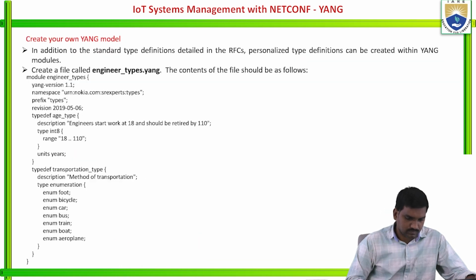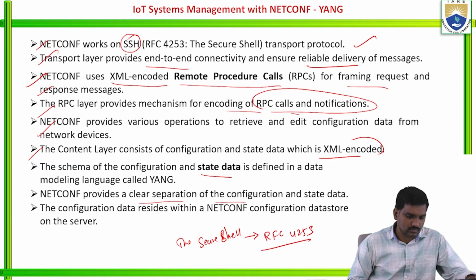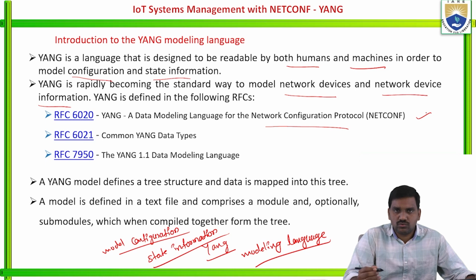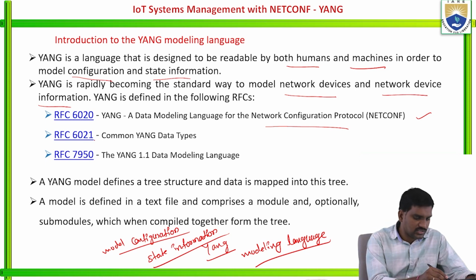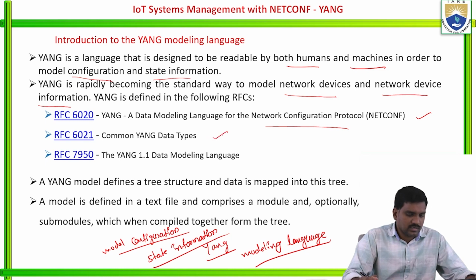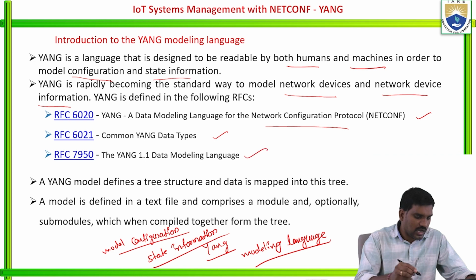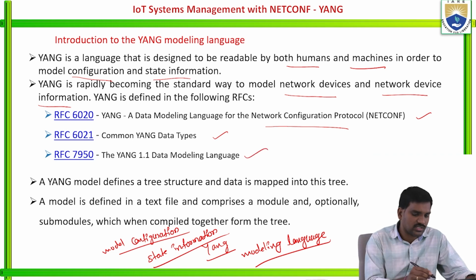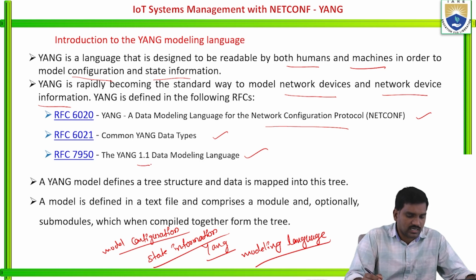RFC. So RFC 6020: YANG, a modeling language for the network configuration protocol. This is defined by RFC 6020. Next, RFC 6021, common YANG data types, is defined by RFC 6021. Next, RFC 7950, the YANG version 1.1 data modeling language.